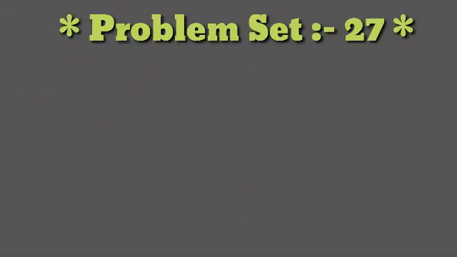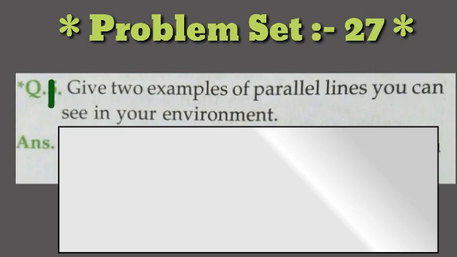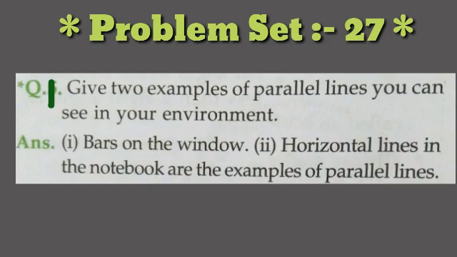Now students, let's move towards problem set number 27. Our first question is: give examples of parallel lines you can see in the environment. So what do you think? Let's write the answer. The first example is bars on the window that we have seen in the picture, and the second example, the horizontal lines in the notebook, are examples of parallel lines. Students, if you want, you can write it immediately or take a screenshot.